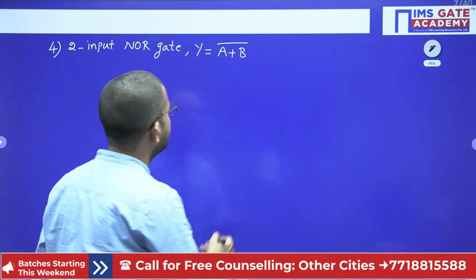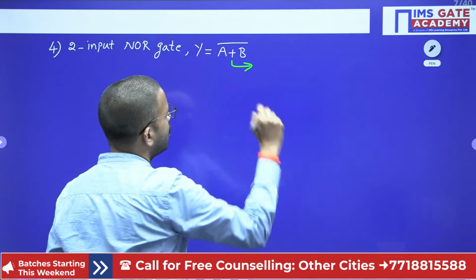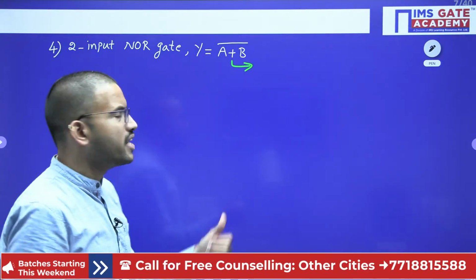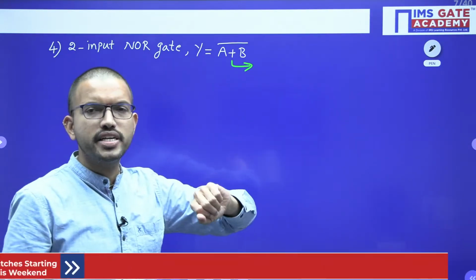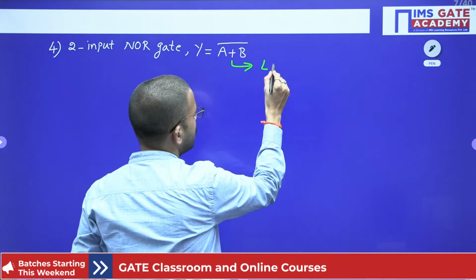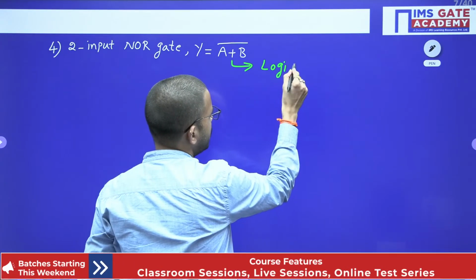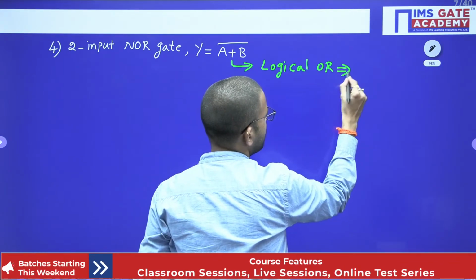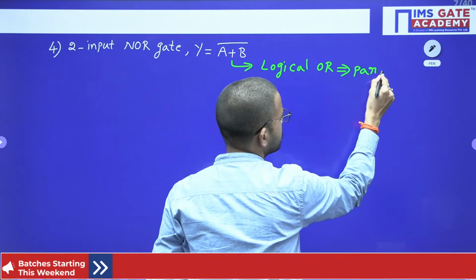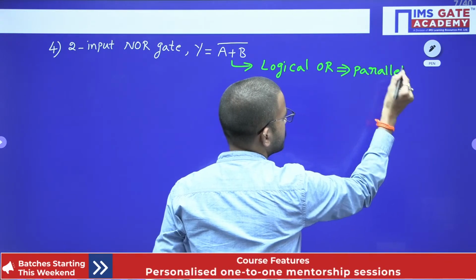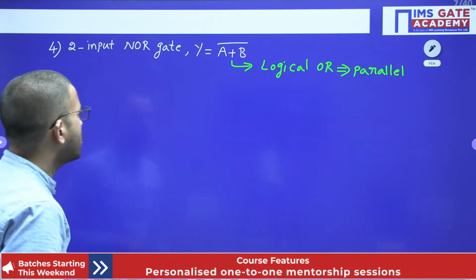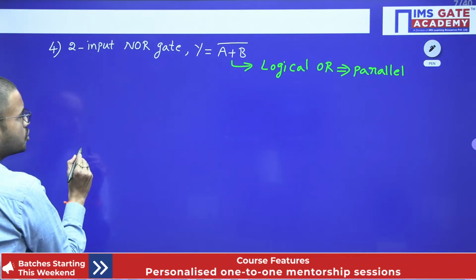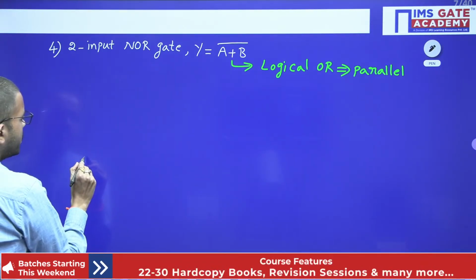Yes, just observe here, you are having logical OR operator. Whenever you are having logical OR operator, that means parallel connection. Logical OR, parallel connection. So just consider two NMOS transistors and connect them in parallel.